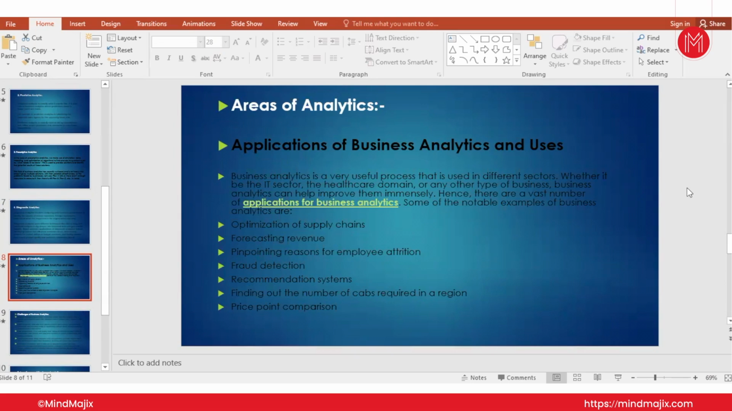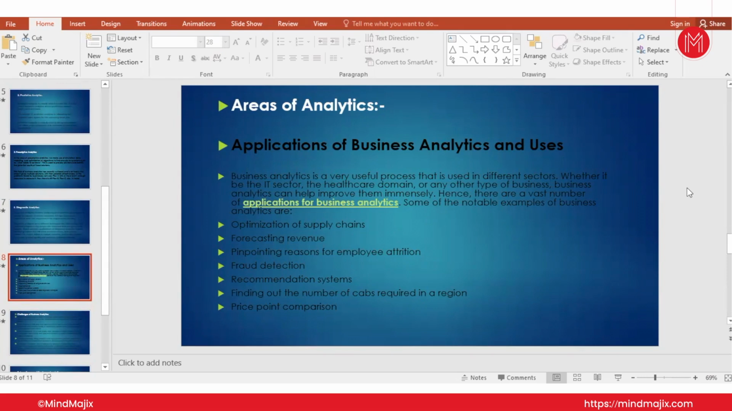Some of the notable examples of business analytics: we can use business analytics or data science for optimization of the supply chain. We can forecast the revenue. We can use it in pinpointing reasons for employee attrition, and in fraud detection. We can find out fraud over any transaction.